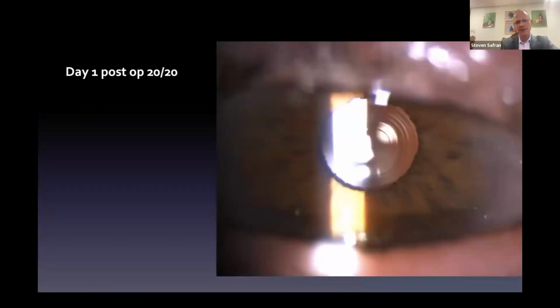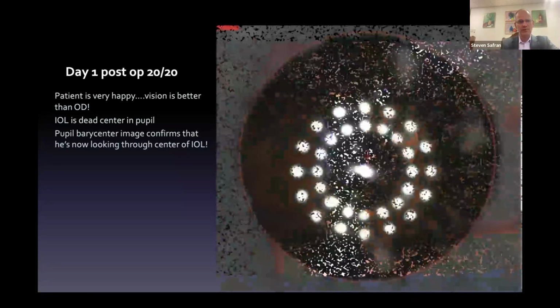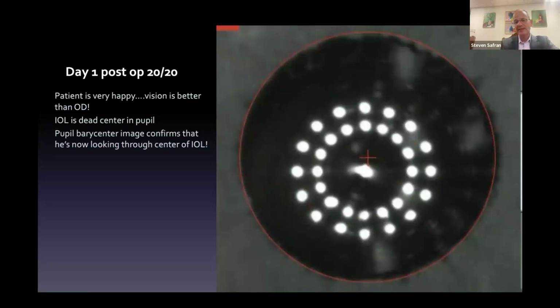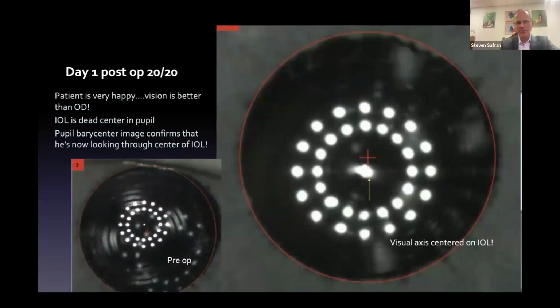Day one post-op, he's 20/20. The lens is very well centered. He's very happy with this. You can see the lens is centered in the pupil. And the pupil barycenter image confirms he's now looking dead through the center of the optic of this lens. So this is a very nice confirmation compared to pre-op.